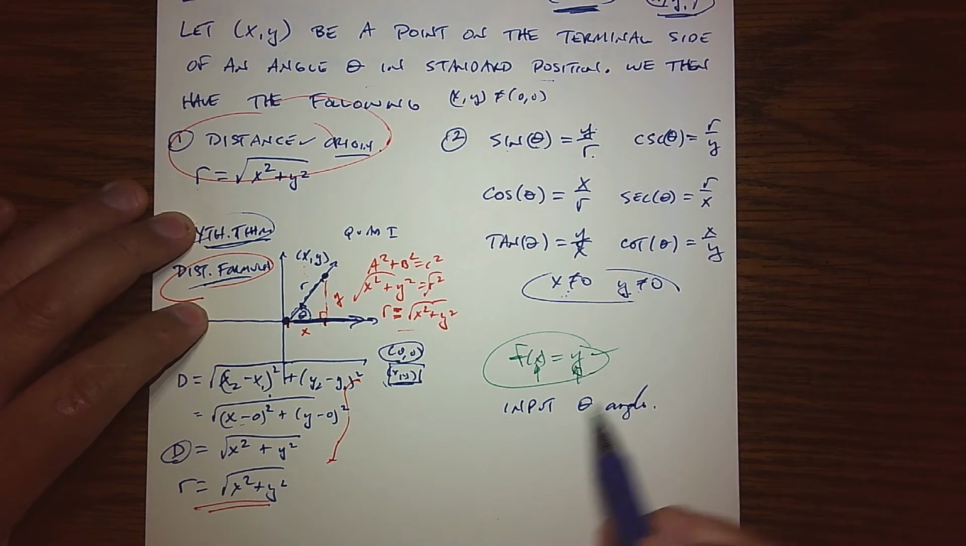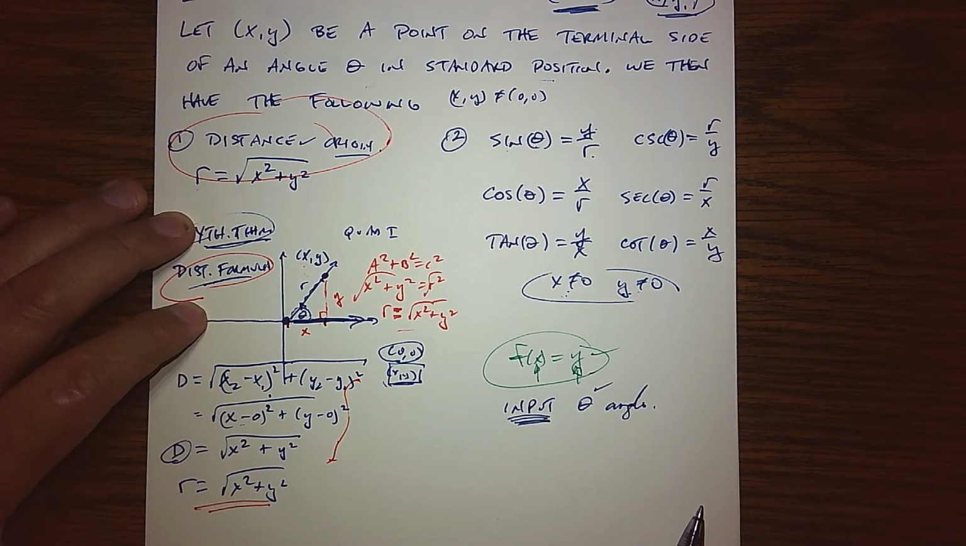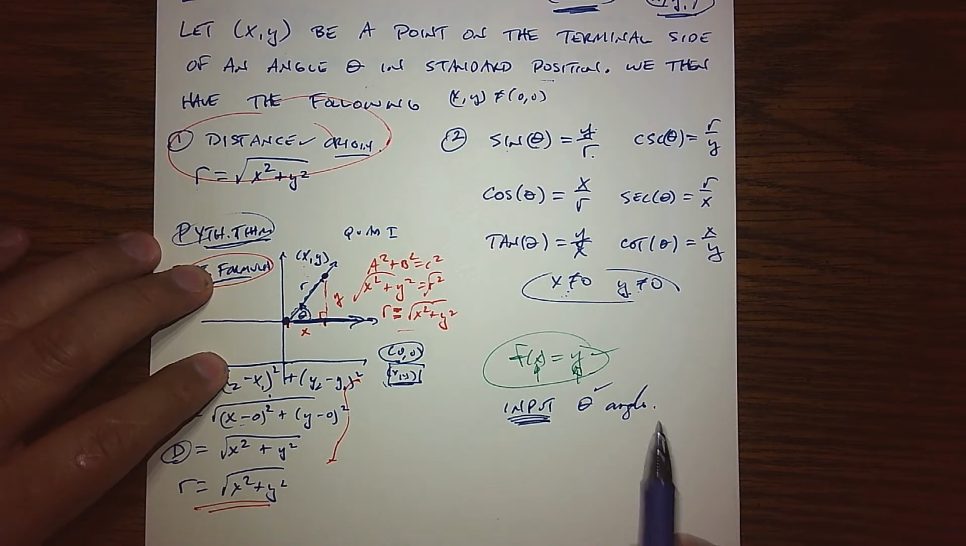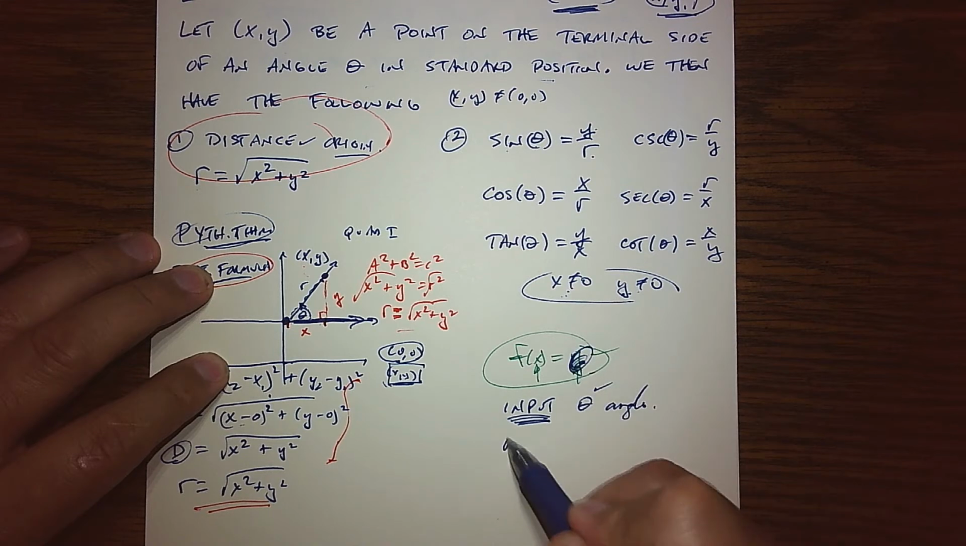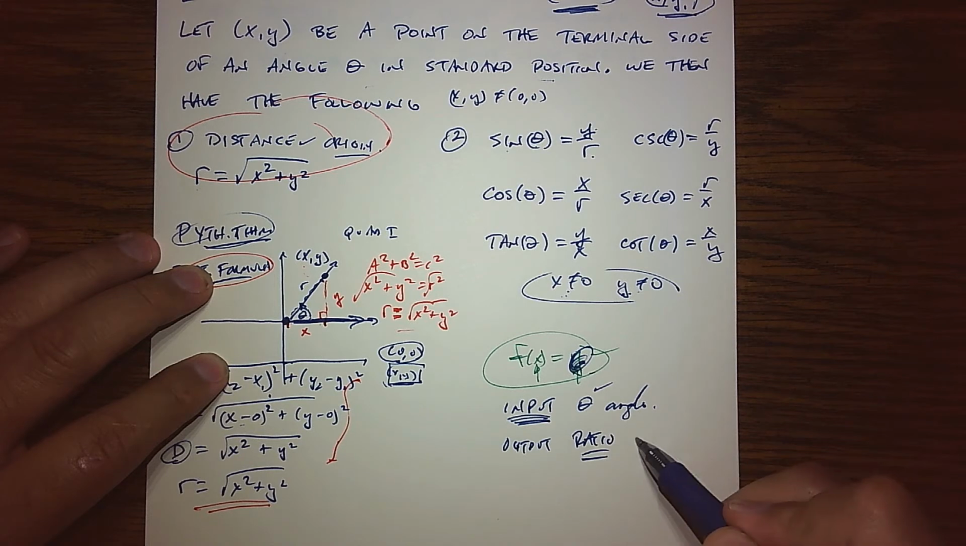So the input for our functions is no longer x. It's actually going to be theta, until we shift the ground on you again. But that's the first thing you have to be aware of. The other thing that's going to change is the output is no longer just y. When you give it an angle, what you're going to get is a ratio of x, y, or r.